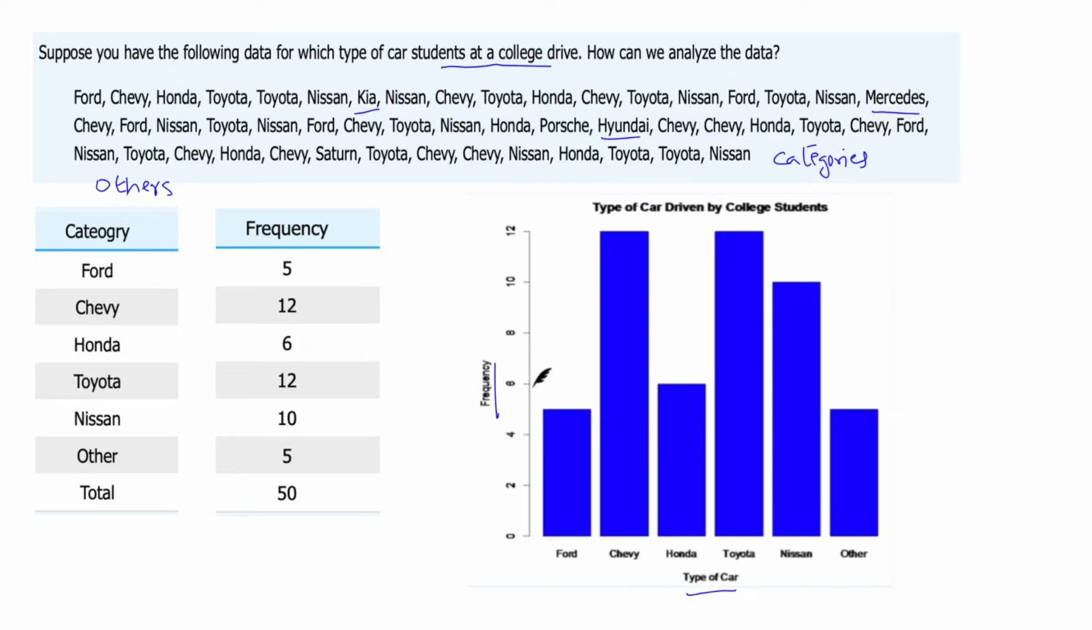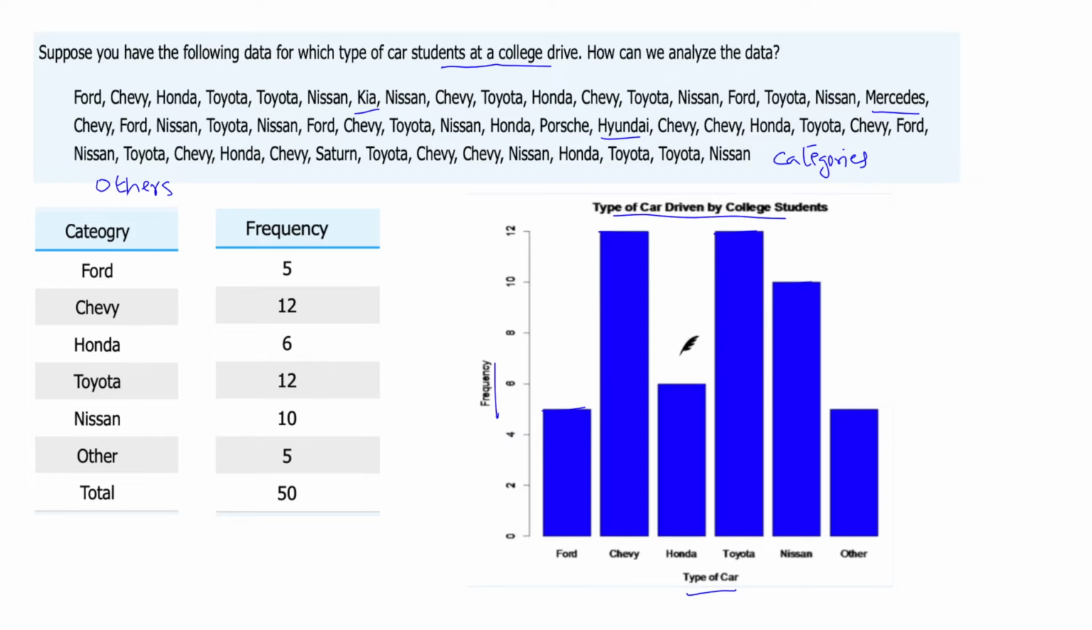Please be careful, the axis can be shifted as well. We can have the frequencies on the x-axis and the category on the y-axis. It's completely fine. And this is the heading. Now, what are some key features of this bar graph? Please remember that there should be equal spacing on each axis. This is very important. Then bars are of the same width. You see, this is equal, this is same, this is same. All bars will have equal widths.